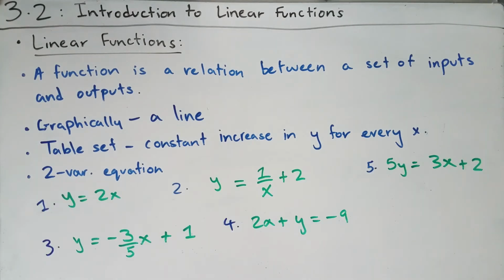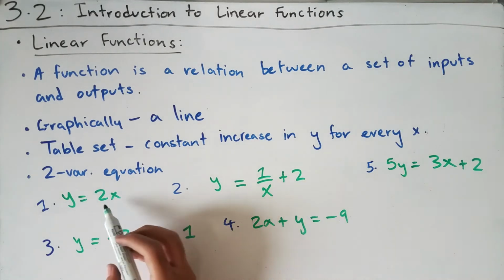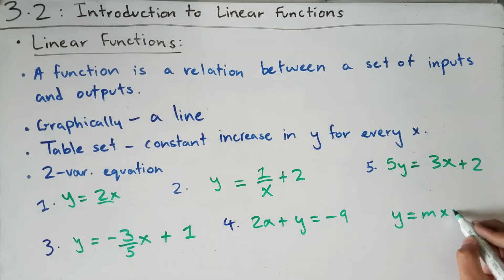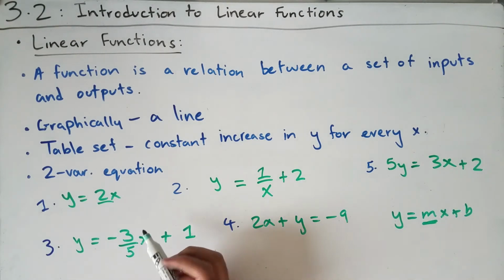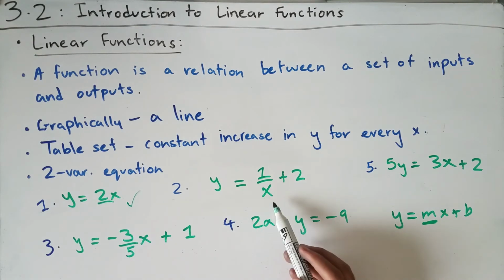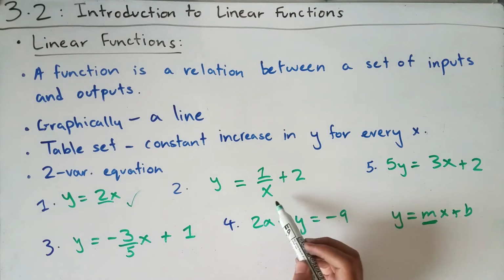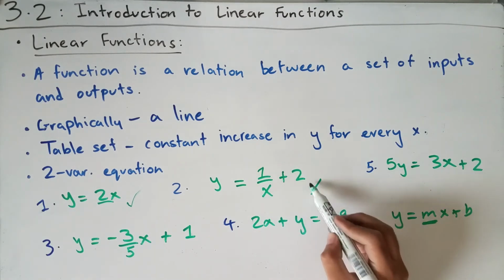Let's look at question 1, which says y equals 2x. In this question, I can see that I have a coefficient of 2, which resembles the m in y equals mx plus b, which is this value. And since there's no b, it's still a linear function. Let's look at 2. y equals 1 over x plus 2. This is not a linear function because I have x in the denominator. So the 1 is being divided by x, and I can't have that. So this is not a linear function.